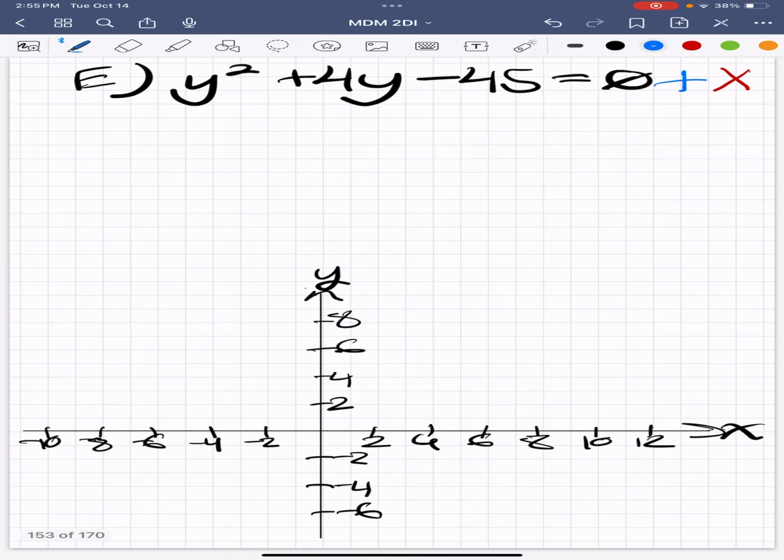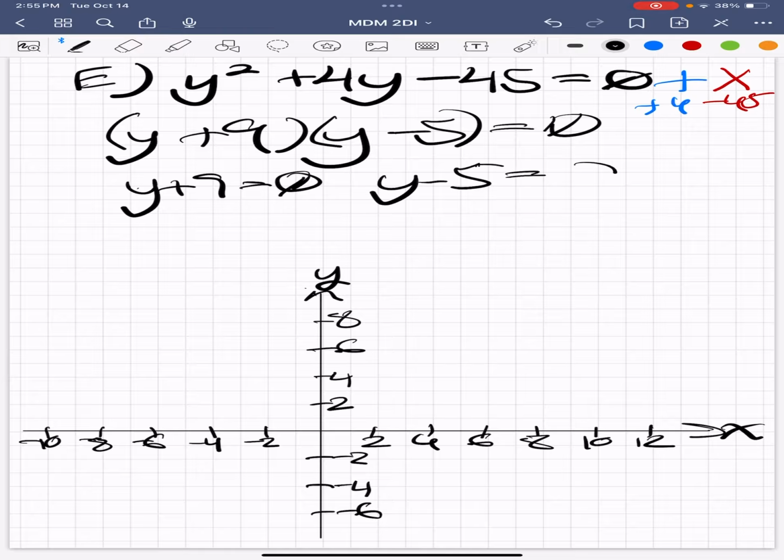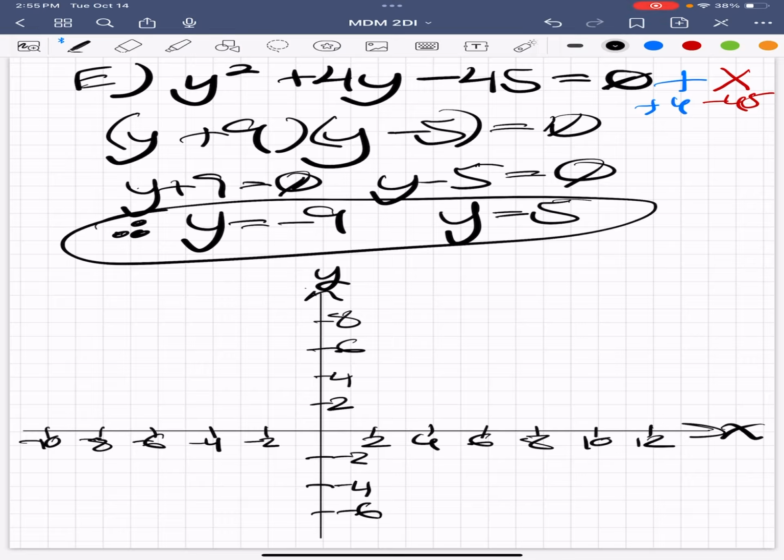Alright, so we need numbers that add to positive 4 and multiply to negative 45. Sounds good. So we need our brackets equals 0. We have y and y. And we have plus 9 minus 5. And then we have y plus 9 equals 0. Then we have y minus 5 equals 0. Then we have y equals negative 9. And then y equals 5. And that's our solved quadratic equation.